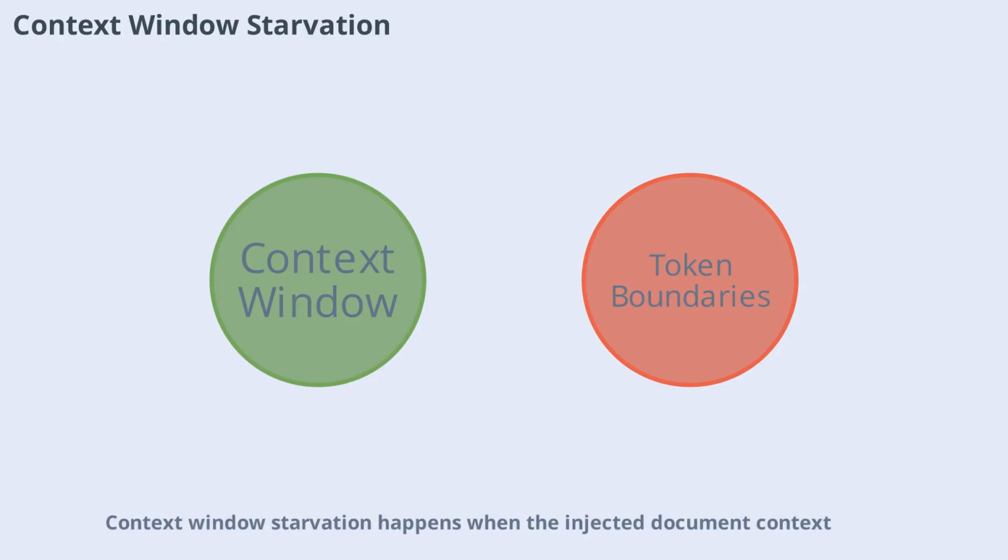Context window starvation happens when the injected document context, chat history, and system prompts completely fill an LLM's input capacity, leaving no space for the model to generate a response. Calculating token boundaries and setting strict caps for each component is essential to prevent system crashes and ensure reliable operation.